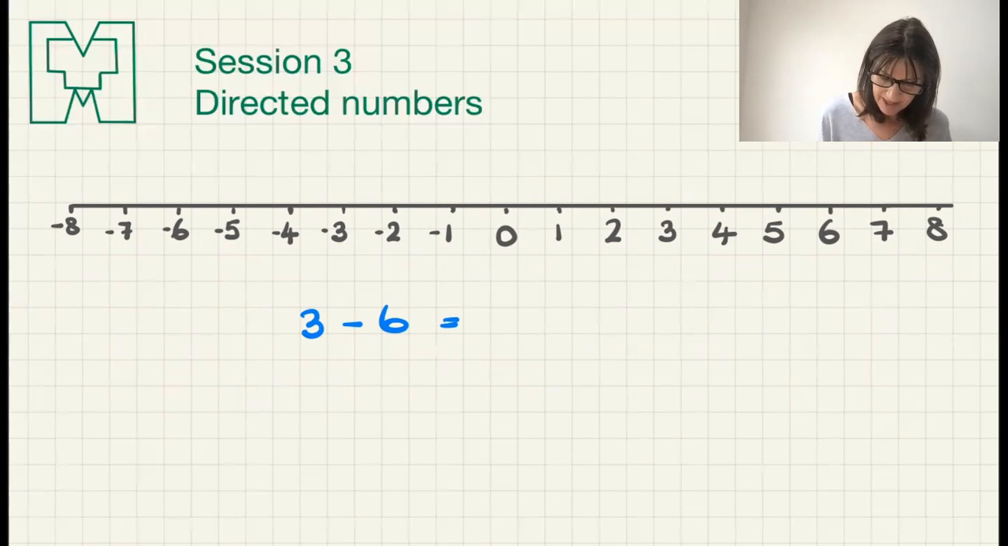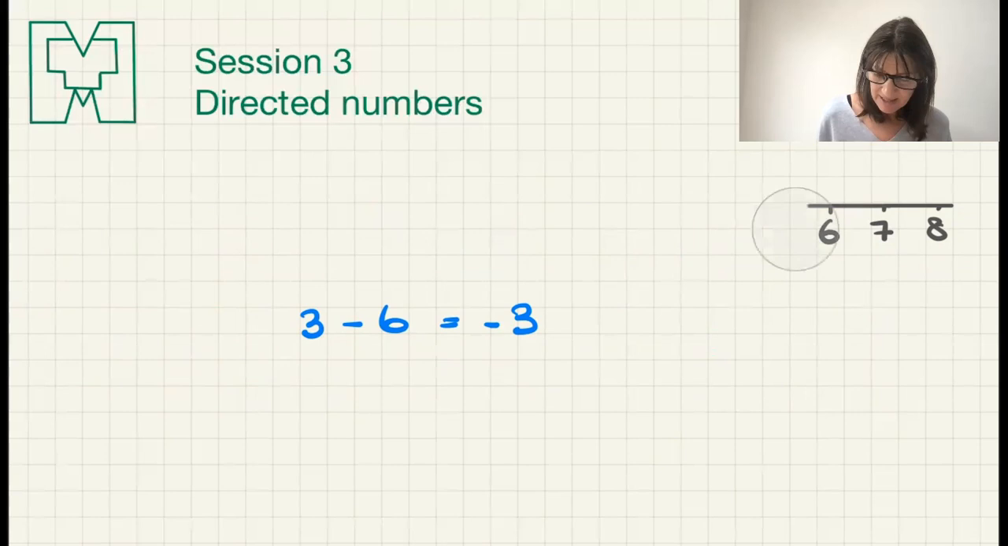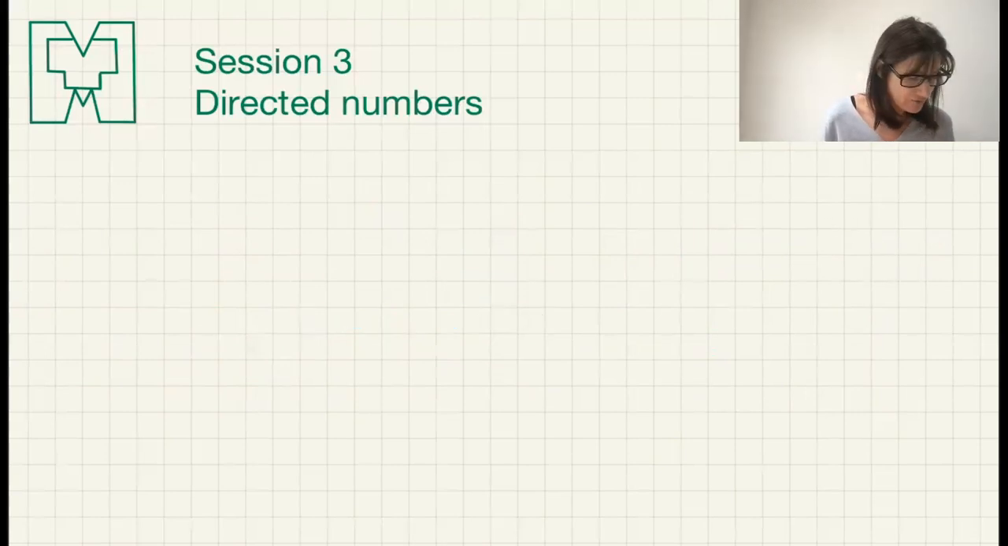Okay, so I'm here at 3. I've got to go down 1, 2, 3, 4, 5, 6. The answer is minus 3. Okay, if you got that right, really, really well done. Take the time to draw a number line out if you think that's going to help you.